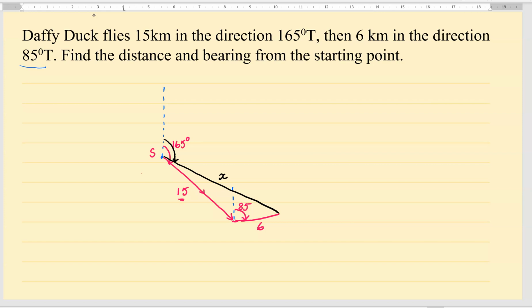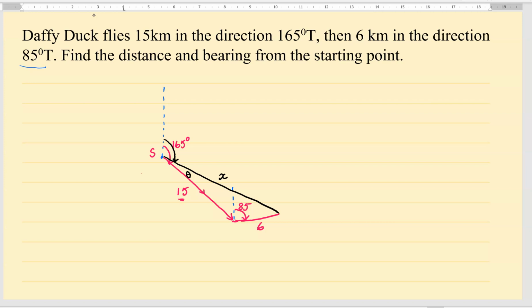This is where you've got to have a really sharp pencil and your diagram has to be nice. The 165 actually goes all the way to the pink line. So what we're going to want to try and do is find this angle. And once we find that angle, we can take it off from 165. The problem is we don't have enough information thus far.